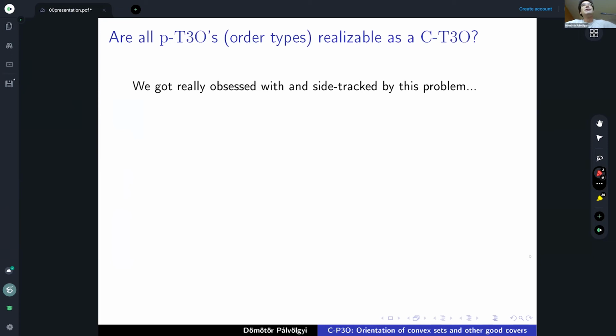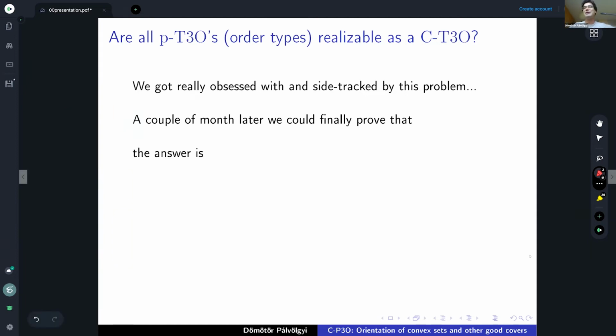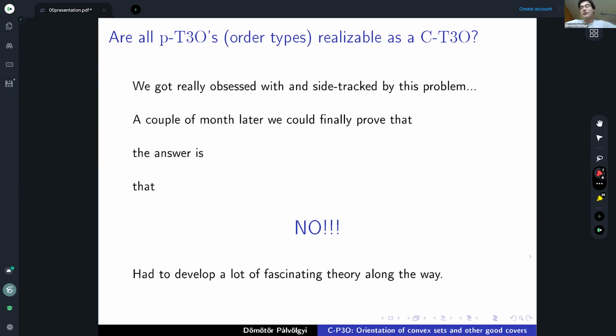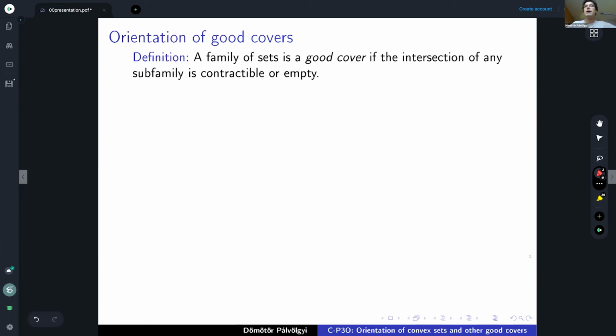As I said, we were motivated when we started this study by PQ theorems and epsilon nets, but we got really sidetracked by this problem, and we spent months trying to prove that there's a point set that's not realizable. And the answer is that indeed, there's a point set that's not realizable by convex sets. But we had to develop a lot of theory on the way, and it was a lot of fun. It's very fascinating. So let me share some of that with you.